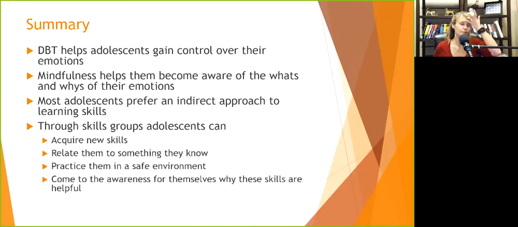I can tell them until I'm blue in the face that these skills are great, they're helpful, you just have no idea how much it'll make your life easier. And they're just going to look at me going, yeah, you told me that about algebra too. We want them to come to the awareness for themselves of why it works and how it works and why it could be a good thing.